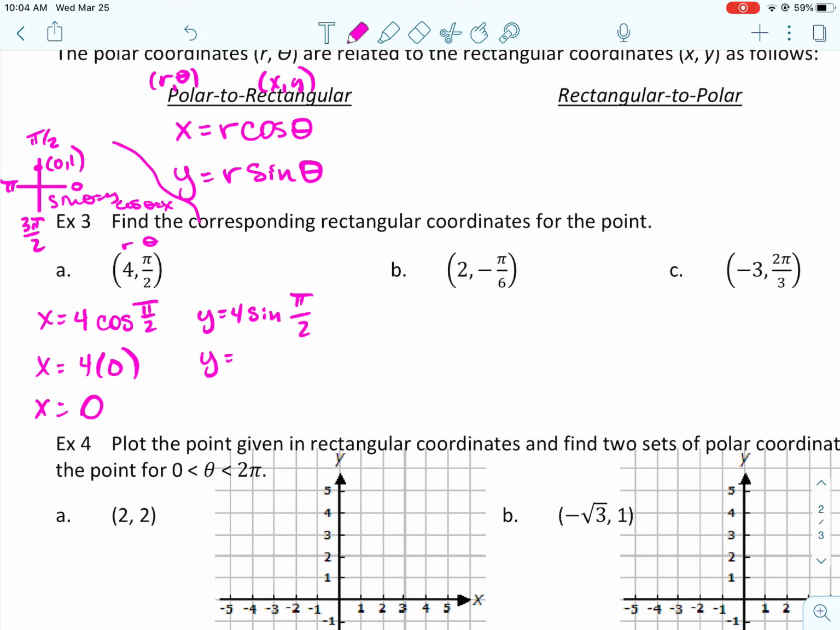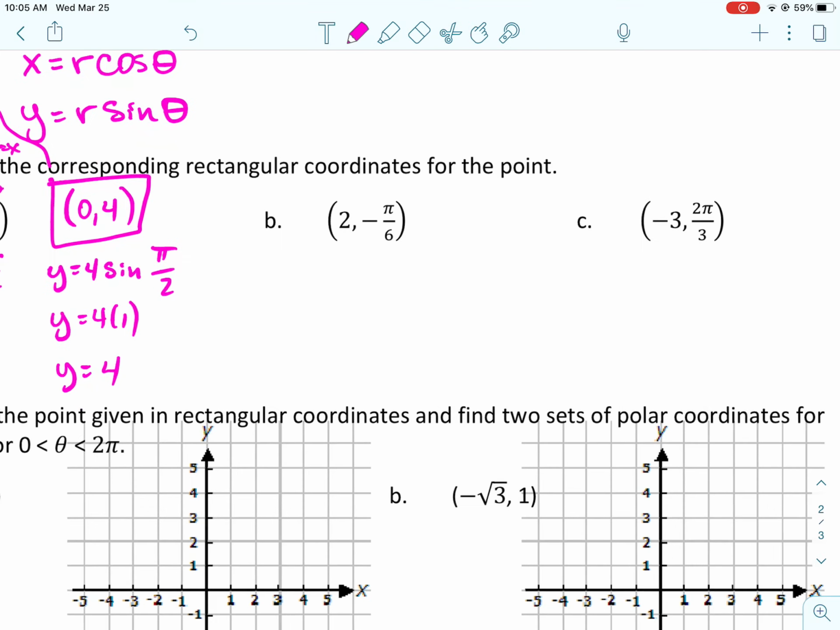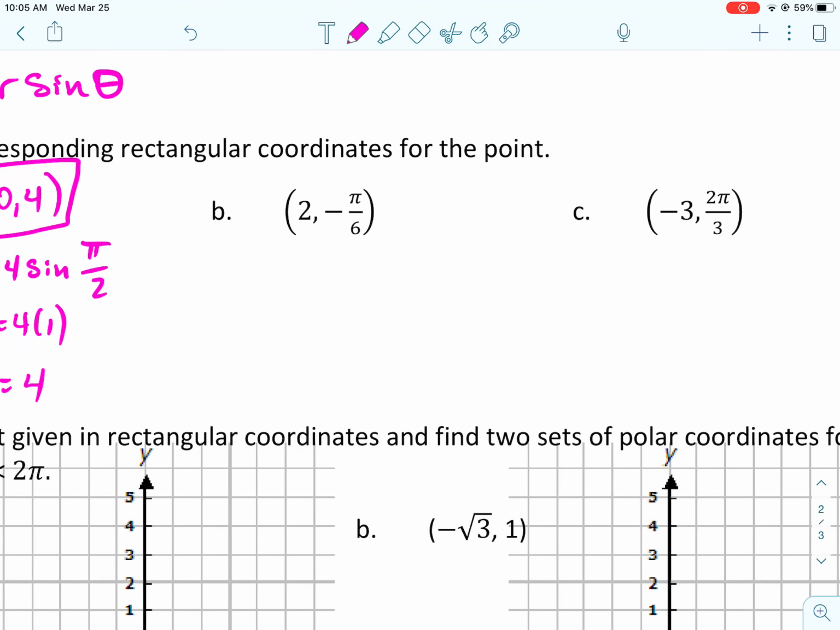And then for the y, same thing, except we use the sine of theta. All right, so the sine of pi over 2 is 1. That's going to be 4. So our rectangular coordinates are 4, 0. I said that backwards, sorry. 0, 4. And so those would line up at the exact same point. If you put the rectangular on top of the polar, they're at the exact same point.